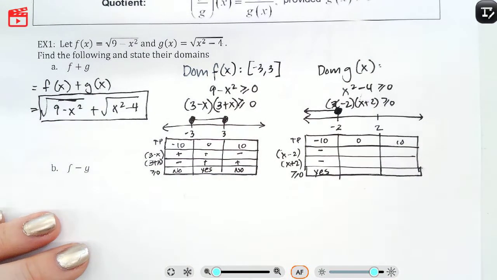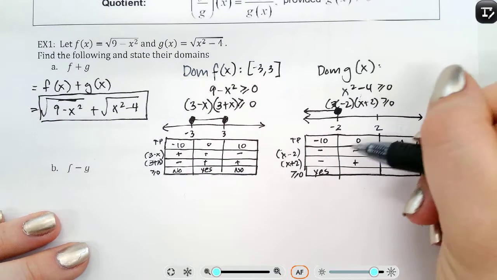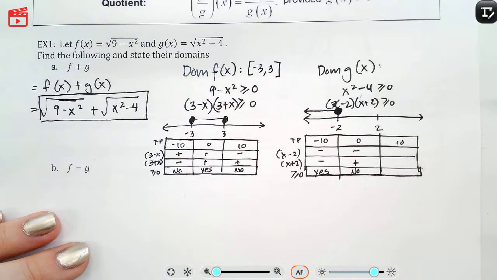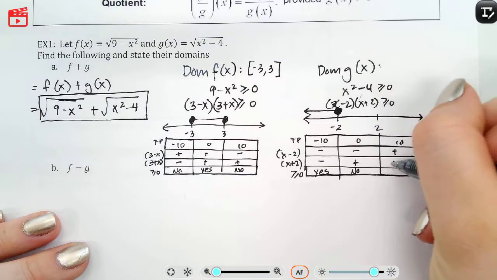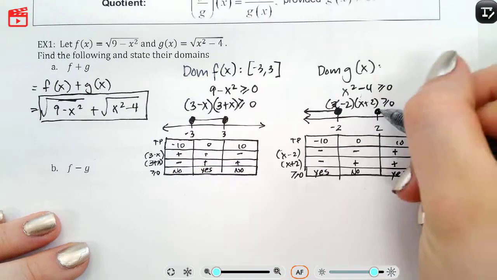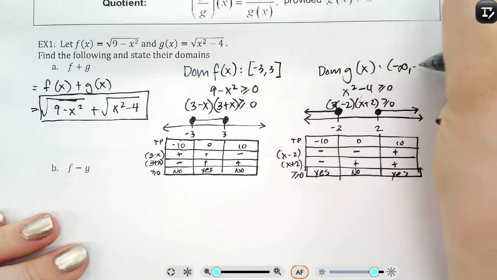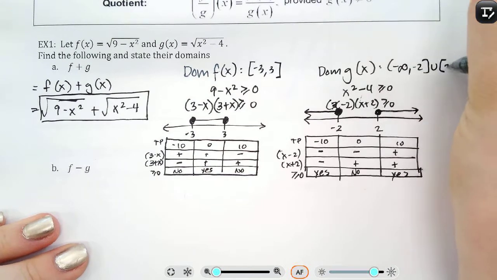So fill that in. For 0, this is going to be negative, positive. Is that greater than 0? No. For 10, positive, positive. Yes. We're allowed to use 2 and forward. So our domain for G is negative infinity to negative 2, union 2 to infinity.